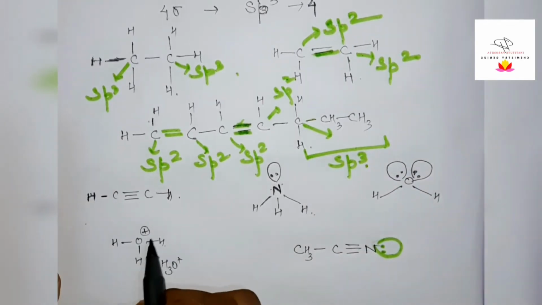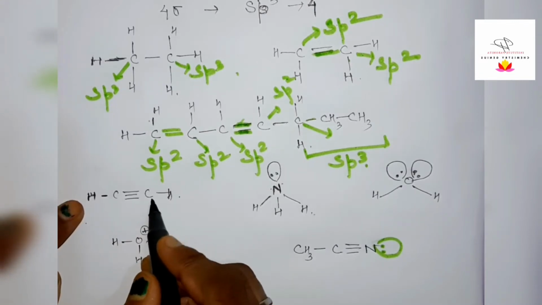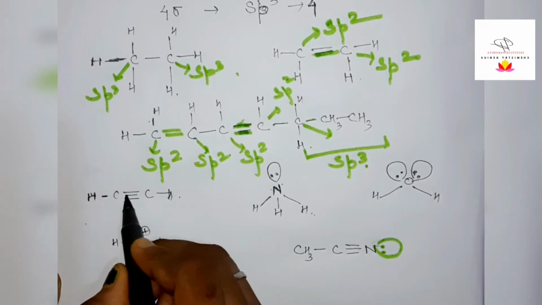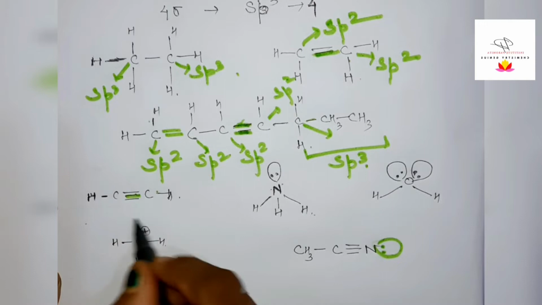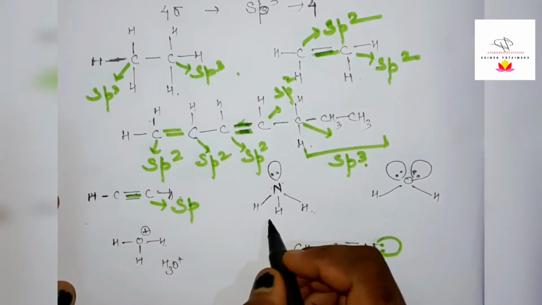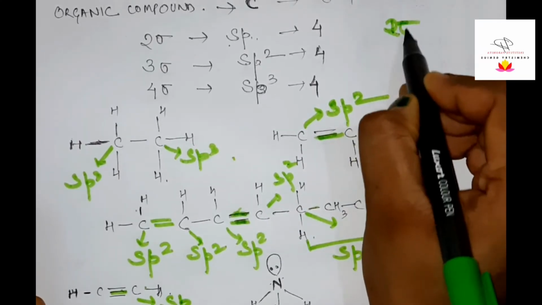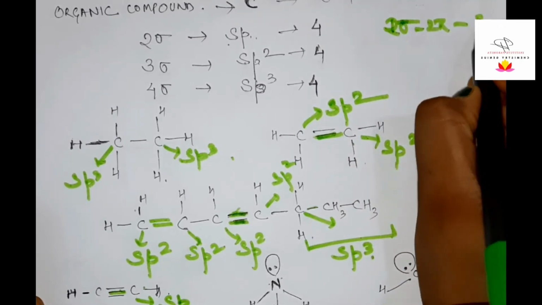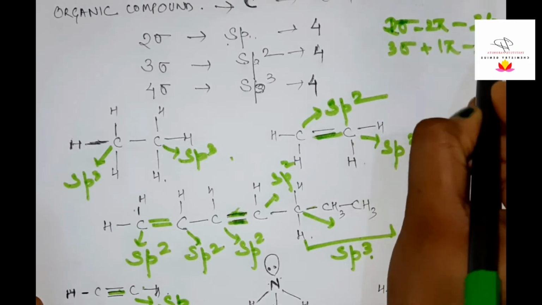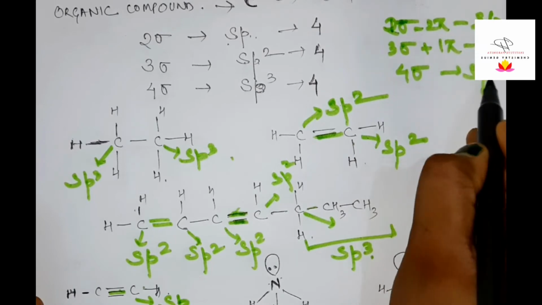Now let's check the hybridization of this molecule, which is the ethane molecule, where there are 3 bonds. Here it is 1, 2, that means 2 sigma bonds are there, and the other 2 are pi bonds. So with 2 sigma bonds, this is sp. Remember, 2 sigma and 2 pi, it is sp. 3 sigma and 1 pi is sp2, and if it is 4 sigma bonds and no pi, then it is sp3.